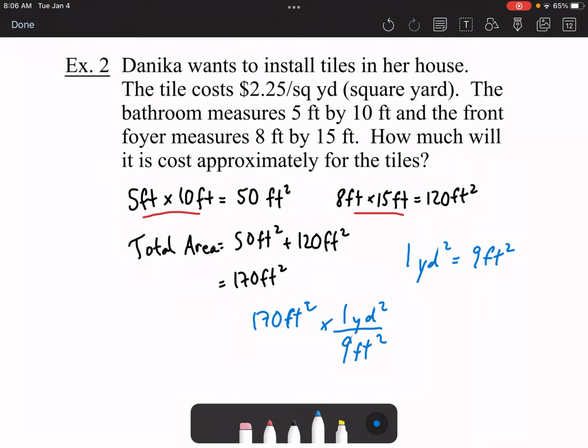But then I'm also going to multiply $2.25 per square yard. The yards squared get cancelled out, the feet squared get cancelled out. I multiply through, and I get 382.50.